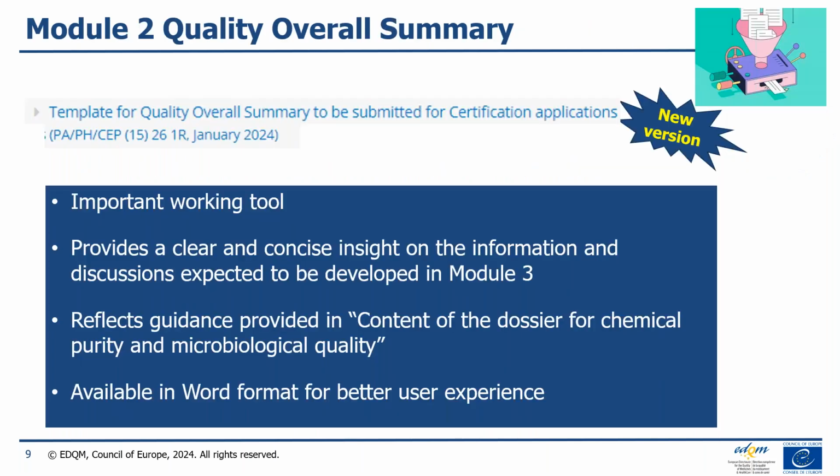Now we will go step by step in detail through how to build your dossier on its own. So let's start with Module 2, the Quality Overall Summary. We provide you with a template for the Quality Overall Summary. It is a very important working tool because it provides clear and concise insight on information and discussions that we want to see developed in Module 3. It fully reflects the guidance provided in the content of the dossier for chemical purity and microbiological quality, which, as I mentioned before, is our core document.